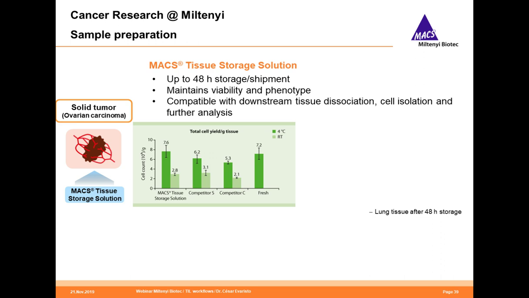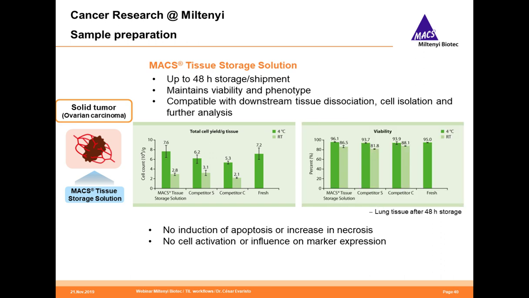The graph on the left shows the frequency of cells per gram of tissue recovered after storage in different solutions for 48 hours at 4 degrees or room temperature, as compared with the fresh tissue in the column on the right. And this graph shows the viability of the cells in the same conditions.